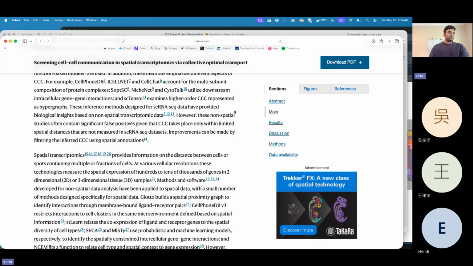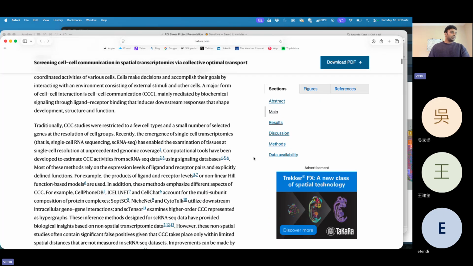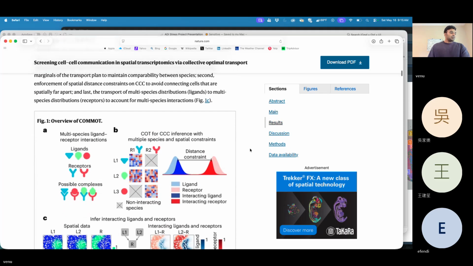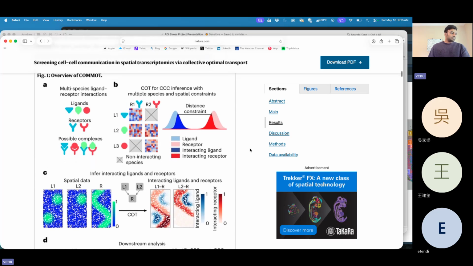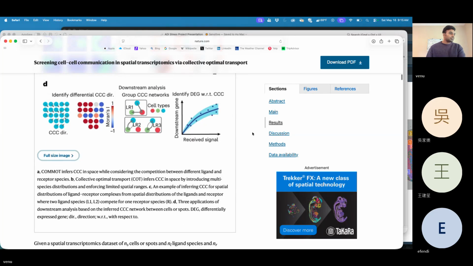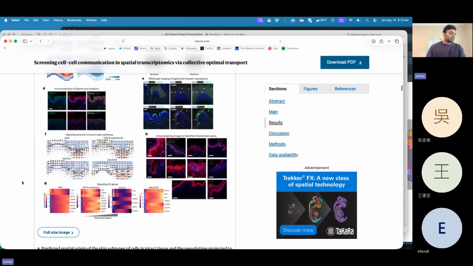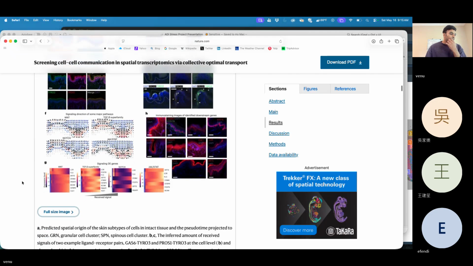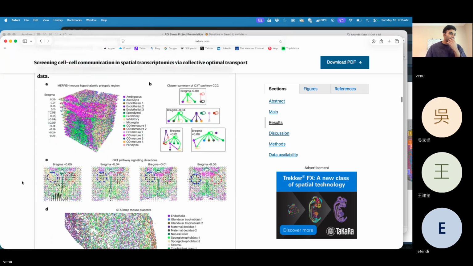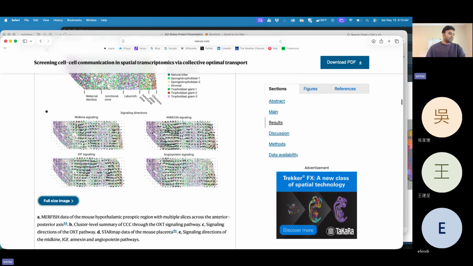So I'm just referring to one of the papers, screening of cell communications in spatial transcriptomics via collective optimal transport. So here, let's dive into the results. Multi-species ligand receptor. So this is one of the ligand receptor interactions. Let's see, it's not okay. In CCI, they have better understanding. Okay, this is okay, I think.